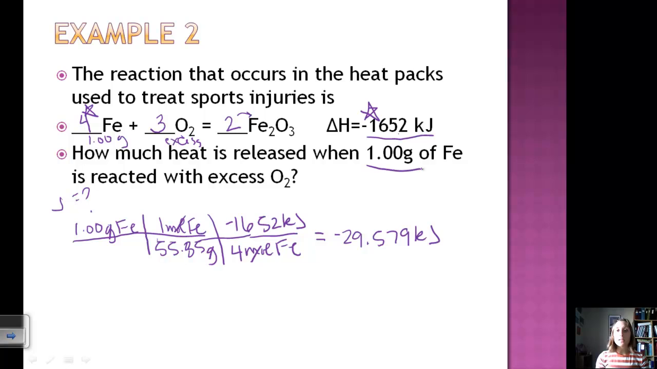Since this is what I was given in the problem, and there are 3 significant figures, that's what I want in my answer. So that rounds here. The 7 is going to round the 5 to a 6. So negative 29.6 kilojoules are given off when I have 1 gram of iron. Because this delta H value is negative, that implies that this reaction is exothermic because heat is being lost from the system.